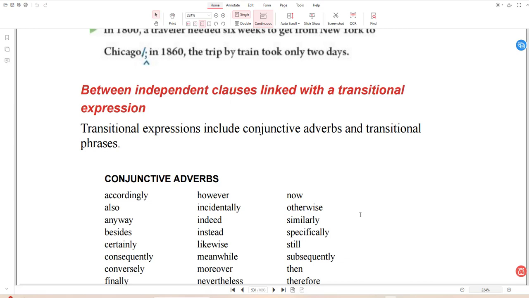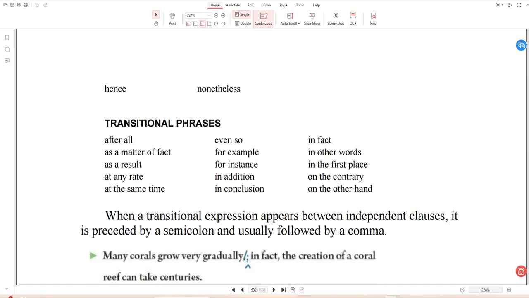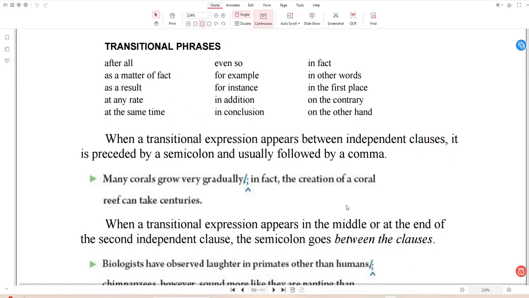Transitional expressions include conjunctive adverbs and transitional phrases. Conjunctive adverbs: accordingly, also, anyway, besides, certainly, consequently, conversely, finally, furthermore, however, incidentally, indeed, instead, likewise, meanwhile, moreover, nevertheless, next, now, otherwise, similarly, specifically, still, subsequently, then, therefore, thus, hence. Transitional phrases: after all, as a matter of fact, as a result, at any rate, at the same time, even so, for example, for instance, in addition, in conclusion, in fact, in other words, in the first place, on the contrary, on the other hand.